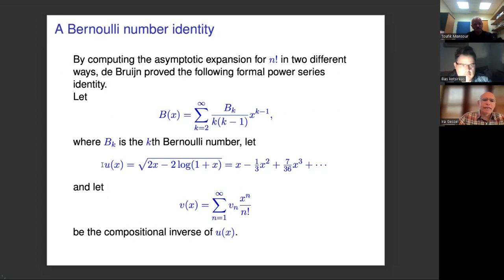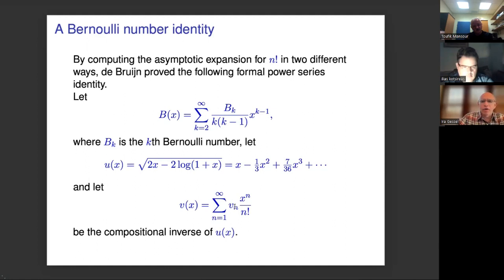Now we take u of x to be this kind of strange looking generating function. We take 2x minus 2 log 1 plus x, and that starts off with an x plus higher terms. I'm sorry, it starts off with an x squared plus higher terms. So it has a square root, which is a generating function, a power series that starts off with an x. So this is a genuine power series that starts off with x, and it has a compositional inverse, therefore. And I'll let that be v of x. So v of x is the compositional inverse of this funny-looking power series.